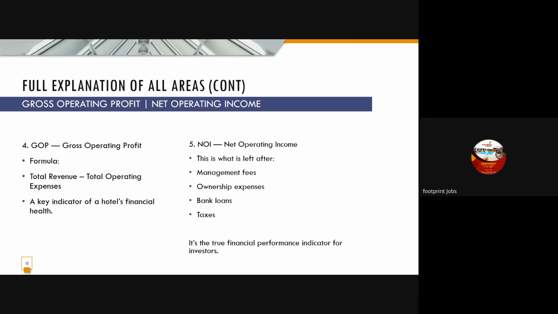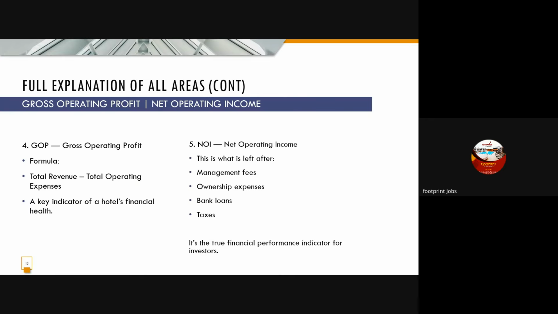So for an example, let me break it down so you understand. Let's say your hotel makes 40 million, and when you put your salaries, cost of diesel, everything together, is 29 million. Now, when you deduct 29 million from 40 million, 11 million is left. That 11 million is actually your gross operating profit. That's your gross profit at the end of the day.